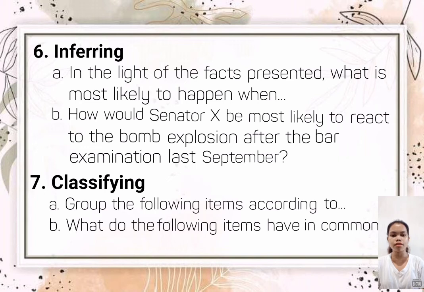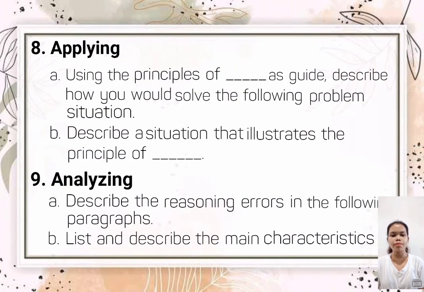Number 7. Classifying. Group the following items according to. What do the following items have in common? Number 8. Applying. Using the principles of blank as a guide, describe how you would solve the following problem situation. Describe a situation that illustrates the principle of blank. Number 9. Analyzing. Describe the reasoning errors in the following paragraphs. List and describe the main characteristics of.